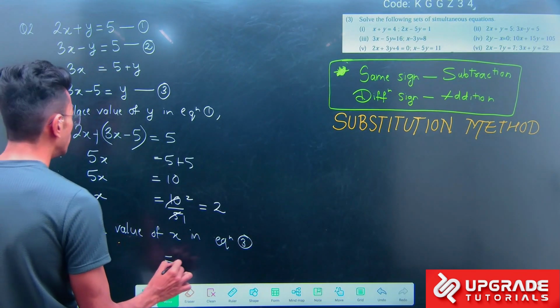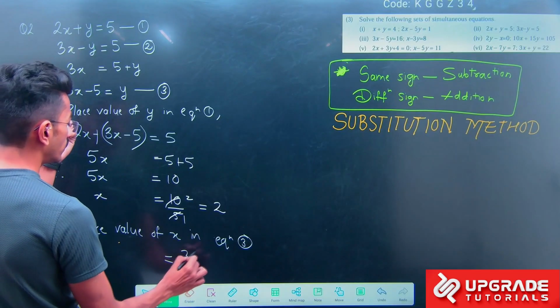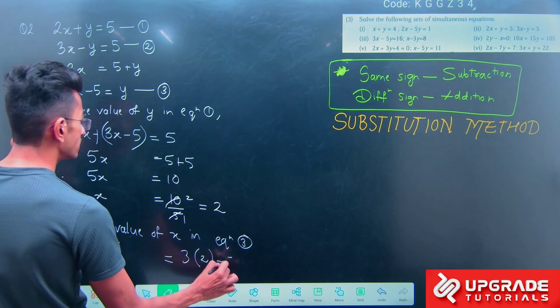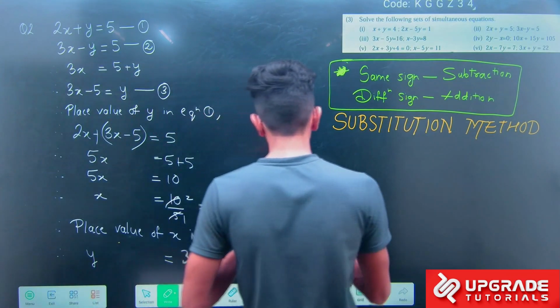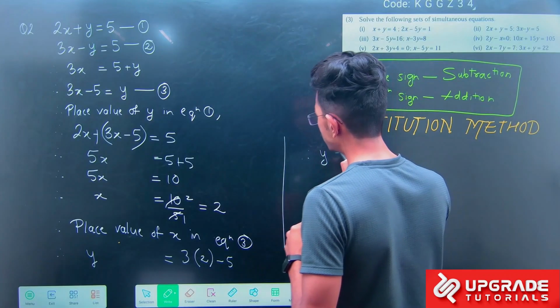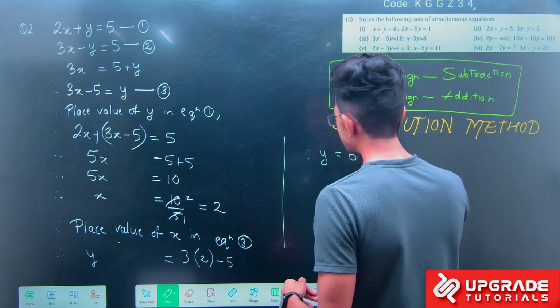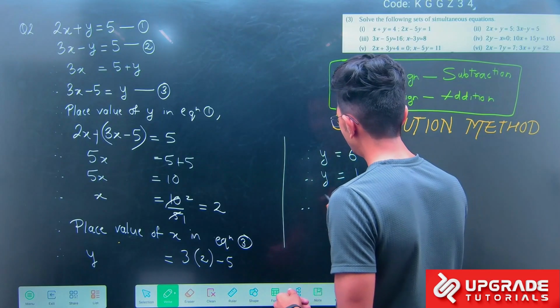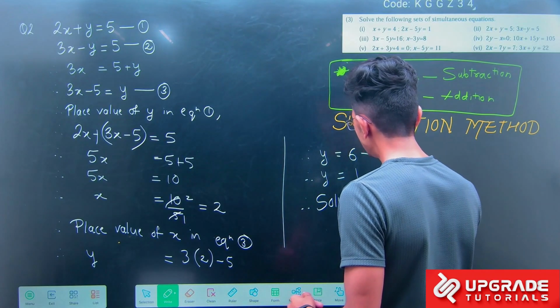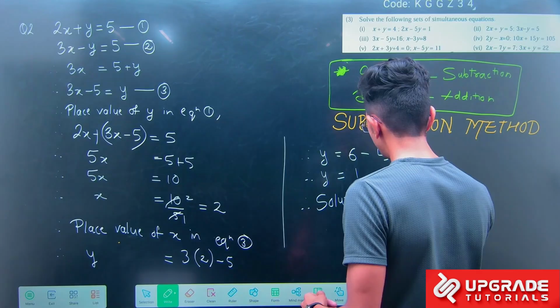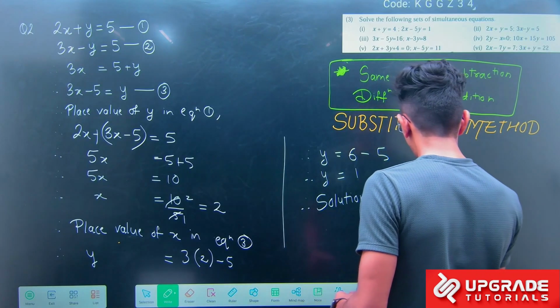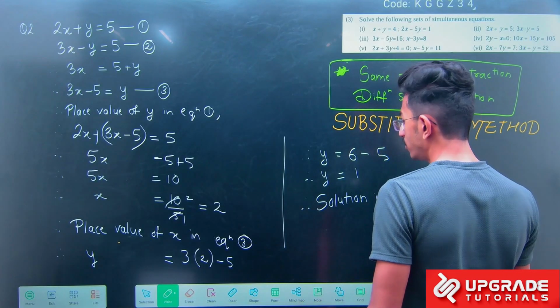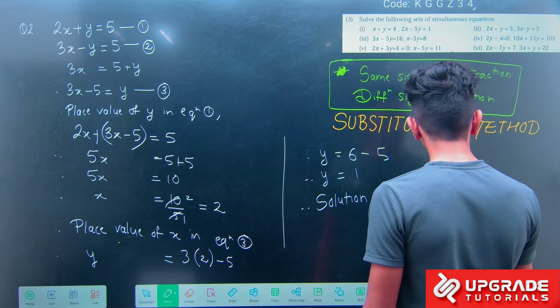Therefore, y is equal to 3 into, what is the value of x? 2 minus 5. Therefore, y is equal to 3 2s are 6 minus 5. So, y will be 1. Therefore, our solution is x comma y is equal to 2 comma 1.